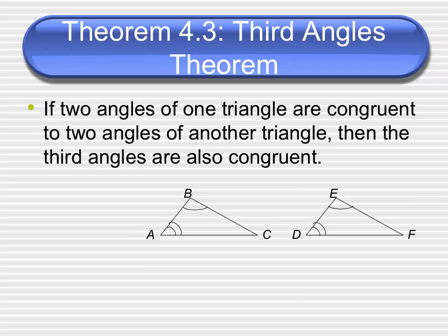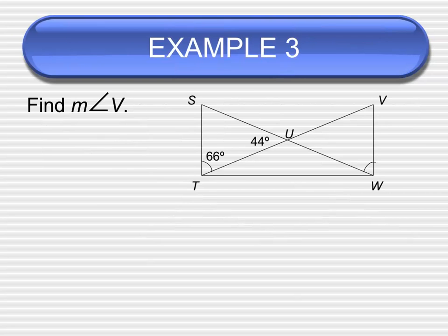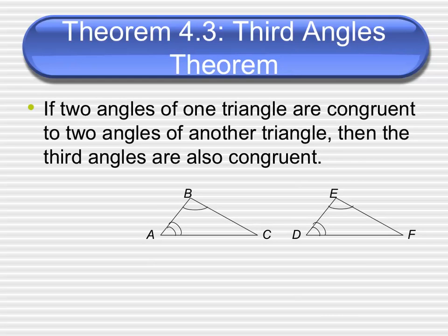So I want you to take the definition down of the third angles theorem, and please draw these two little triangles, triangle ABC and triangle DEF, and we're going to add to the triangles the fact that since A is congruent to D and B is congruent to E, then it must be true with 3 notches that angle C is congruent to angle F. If two angles of one triangle are congruent to two angles of another triangle, then the third angles must also be congruent.